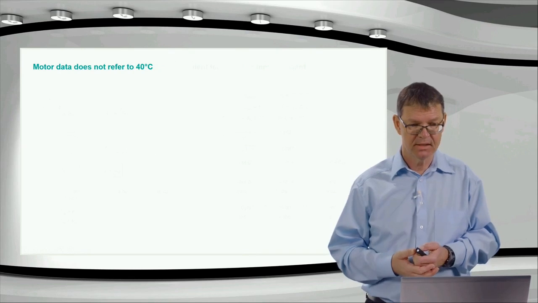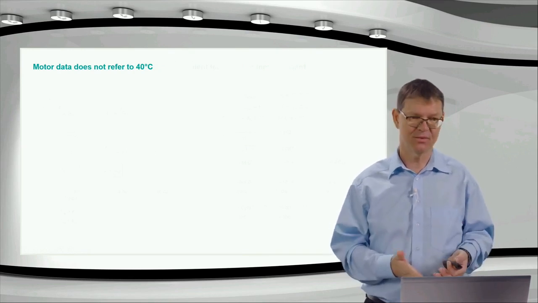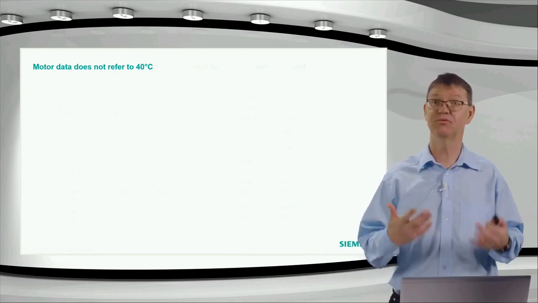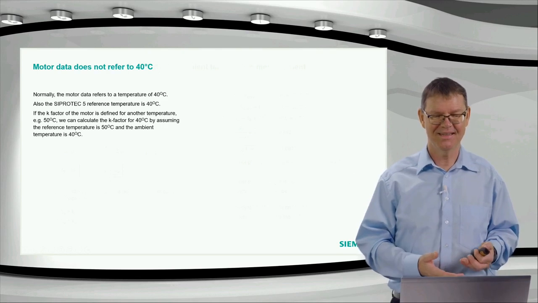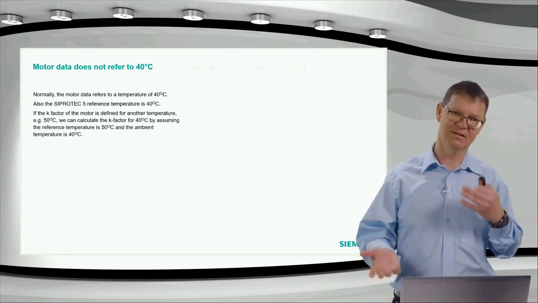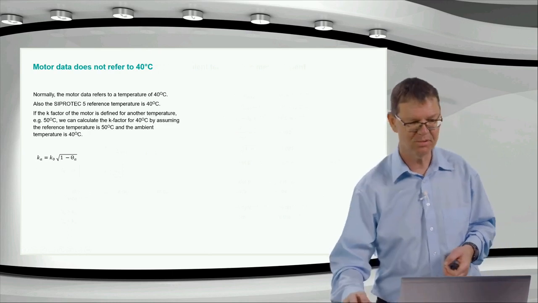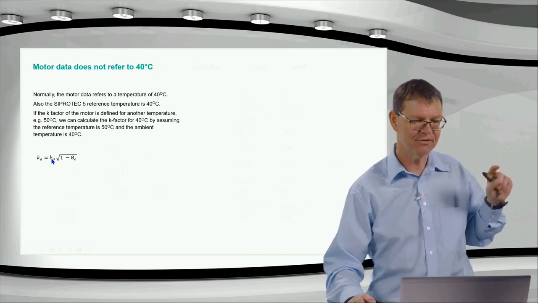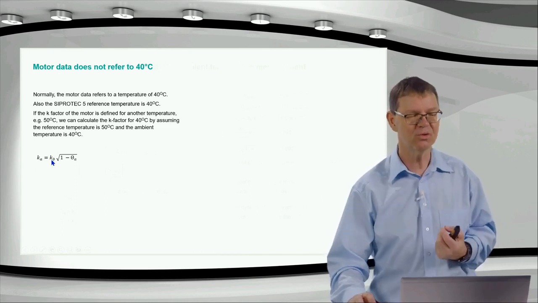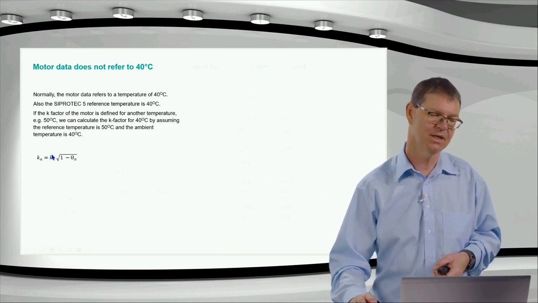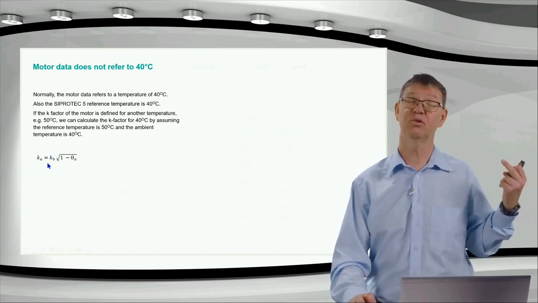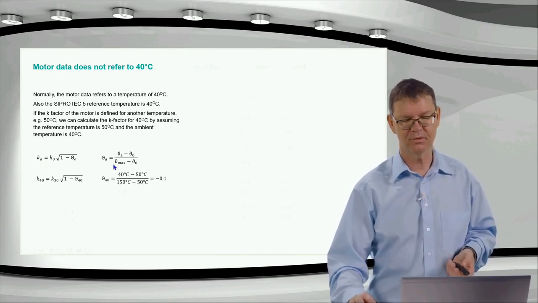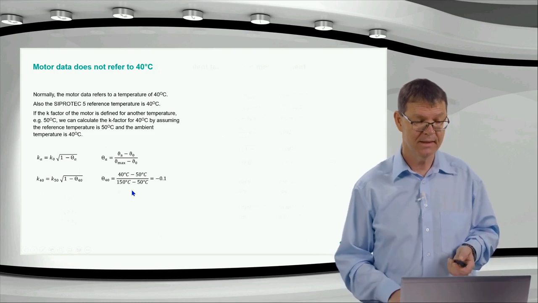Good. So recently I had a case where the motor data was not for 40 degrees, but the K factor was for 50 degrees Celsius. And therefore, we need to make a small trick, and the trick is relatively simple. You know already the formula. Now we say the K0, this is the K factor for 50 degrees, which I get from the motor manufacturer, is my reference temperature. And I want to know what is the K factor for 40 degrees. And this is the calculation. So basically the same calculation, you need the maximum temperature, and that's it.